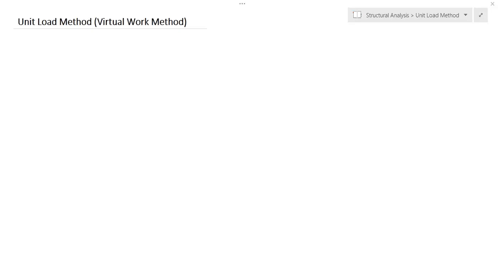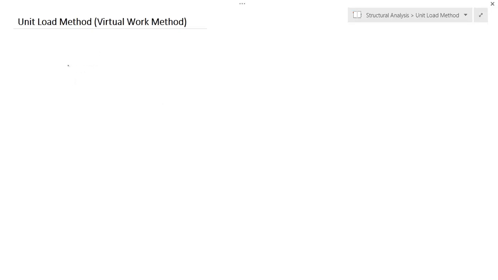Today we are going to talk about the unit load method, also called the virtual work method. It is a very useful method to determine slope and deflection of a beam. Let's start.